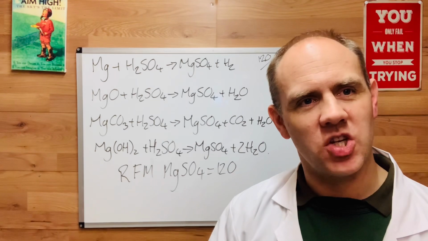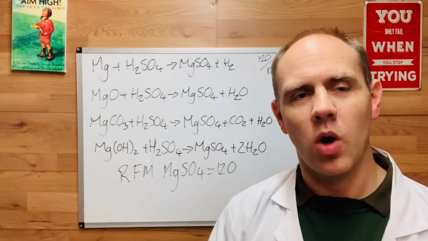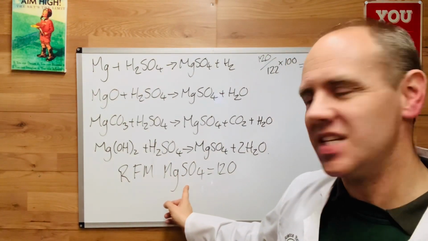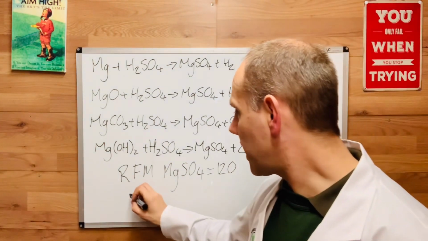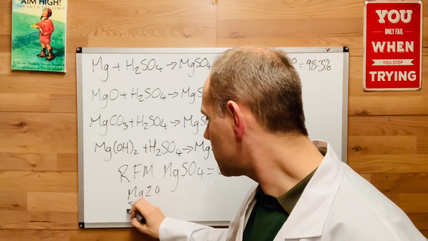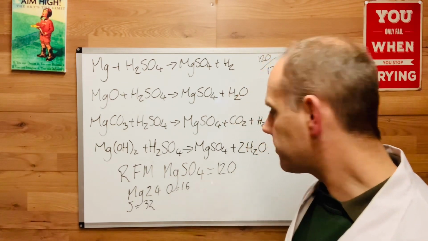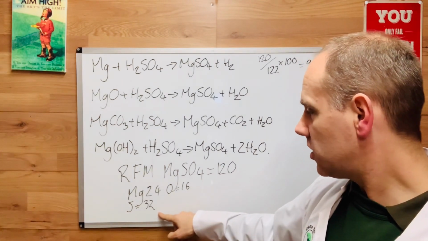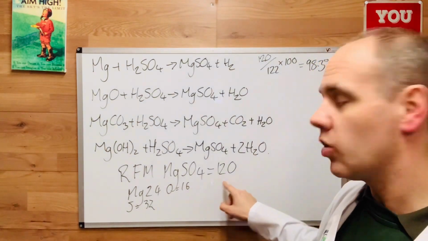The next key feature that you need is the relative formula mass of your desired product. We want the relative formula mass of magnesium sulfate. It is 120. Why is it that? Simple. Magnesium, relative atomic mass of 24. Sulfur, 32. Oxygen is 16. There are 4 oxygens in sulfate, 1 sulfur. Add all of that together with the 24 gives you 120.